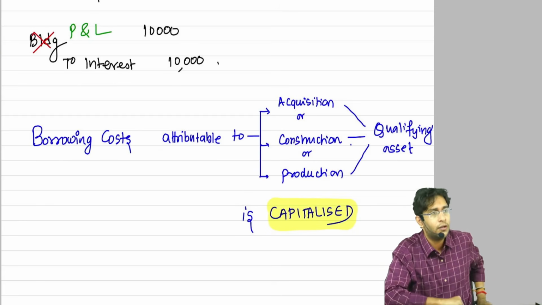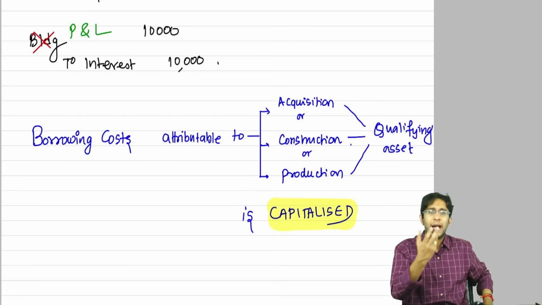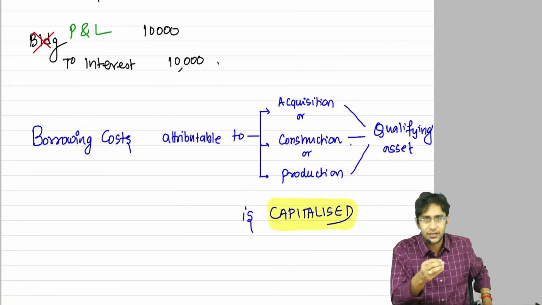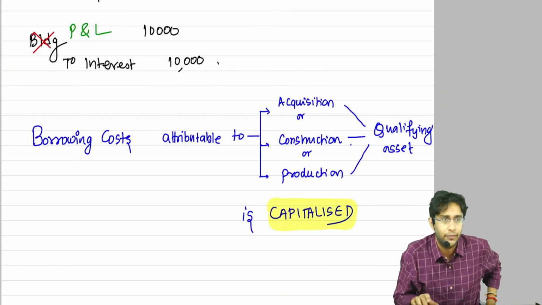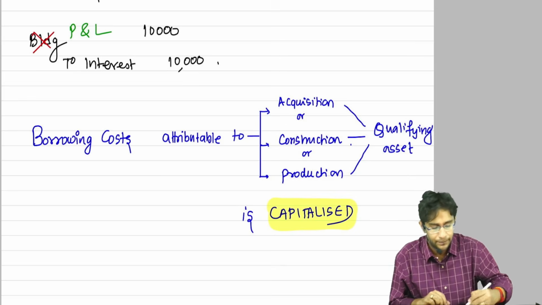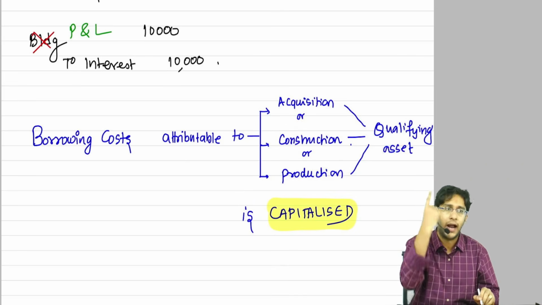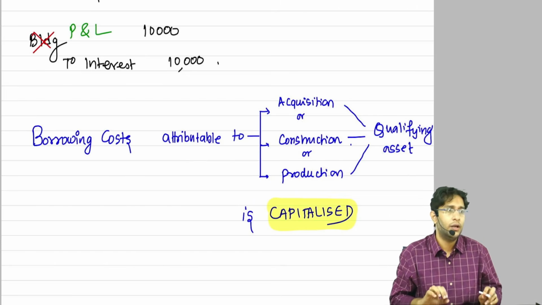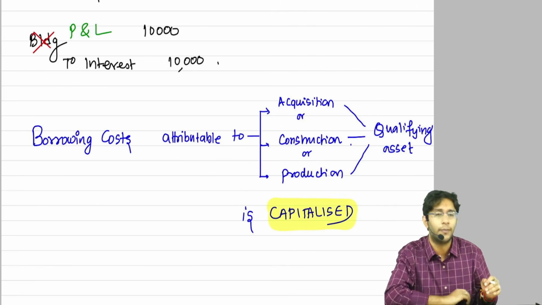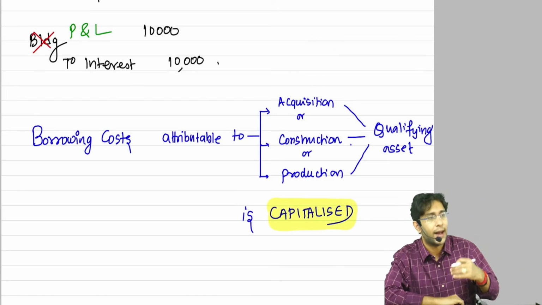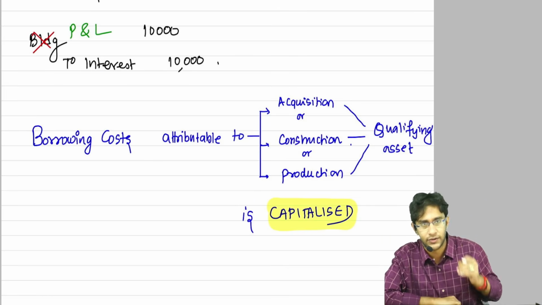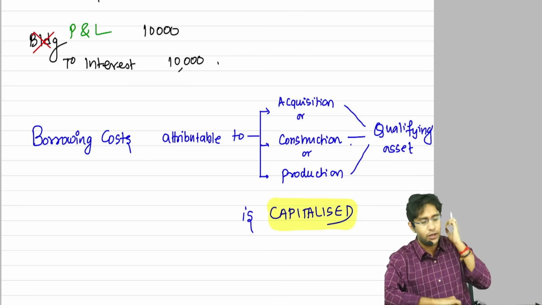Capitalized meaning indirectly is capital expenditure type. Interest, a nominal account, should go to P&L normally. But if these points are satisfied, then this interest, instead of coming to the P&L account debit side, will get added to the cost of the asset. You are adding interest to the cost of the asset in the balance sheet, and only that we are calling capitalization of what? Borrowing cost.